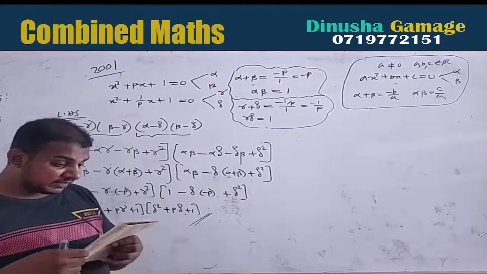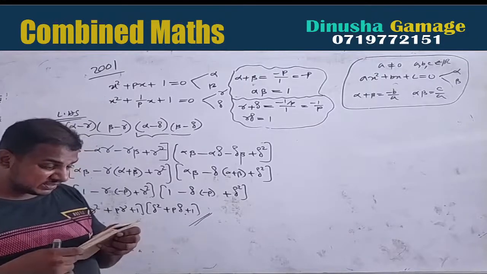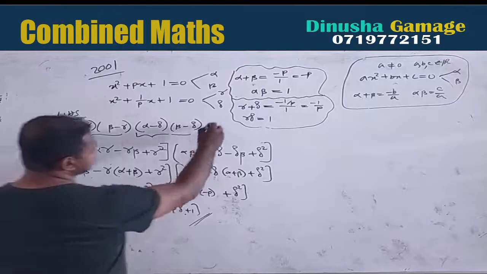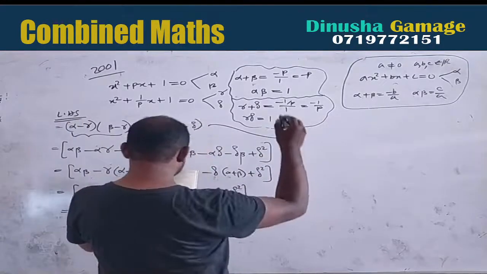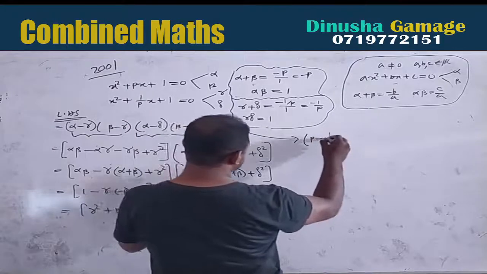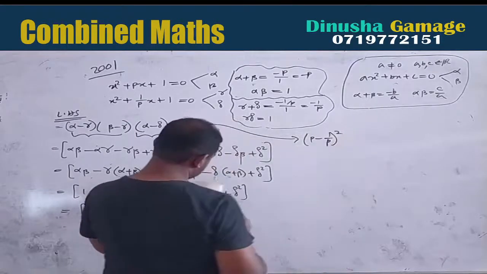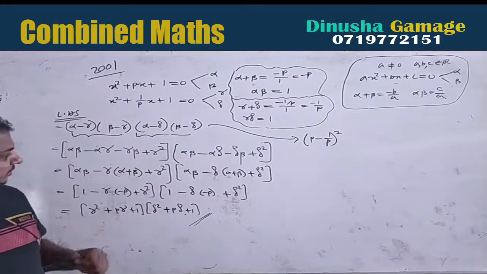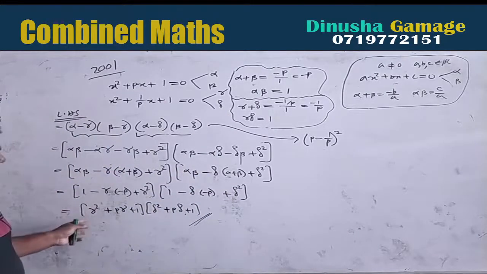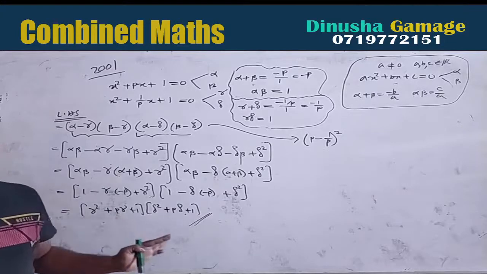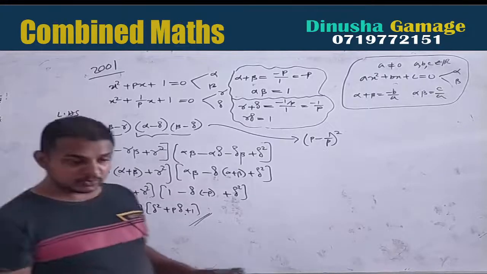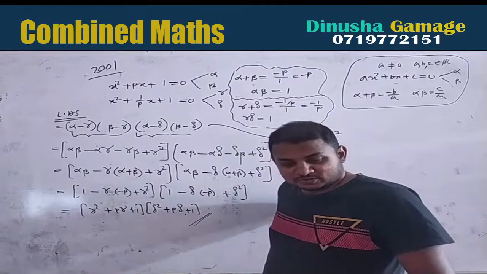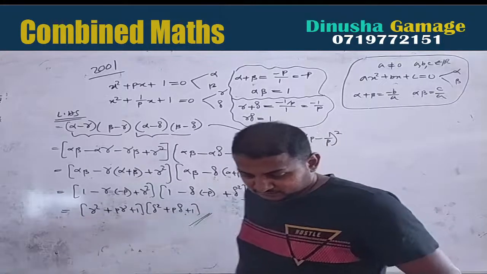Finally, they asked us to show that this equals p minus 1 over p squared. Right? We'll do that. I think you all understood the simplification of the first part of the question in 2001. If you have any doubt, WhatsApp me, ask me, call me anyhow, and solve your problem.